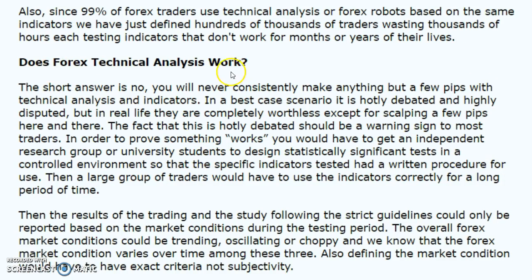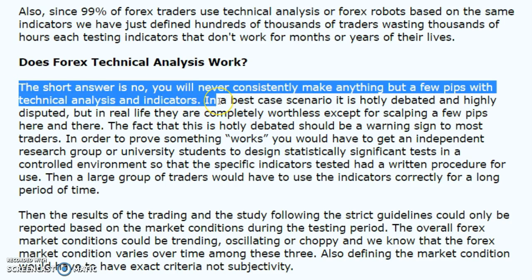So does Forex technical analysis work? Well, the short answer is no, it does not work. You will never make any consistent amount of pips. You'll never make 100 pips with technical indicators. You have to have a different system. You'll never make 150 pips on one trade with technical indicators. But we're going to show you a system where you can make that many on one trade and a lot more on one trade, even in one day.